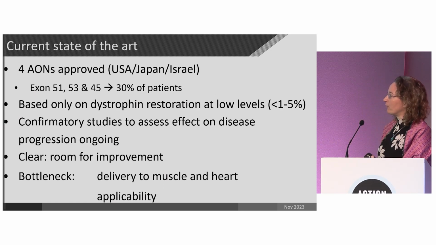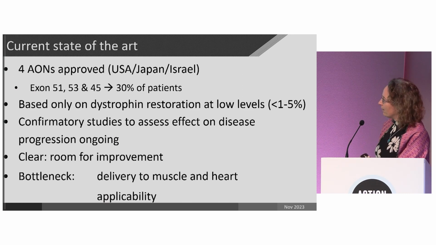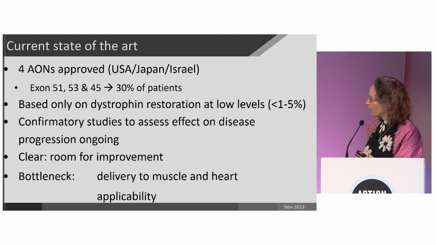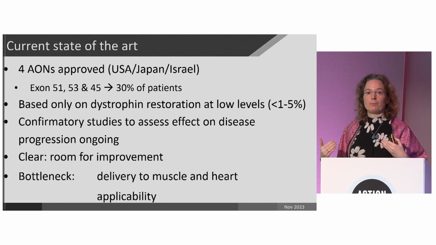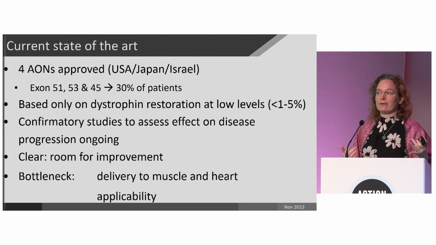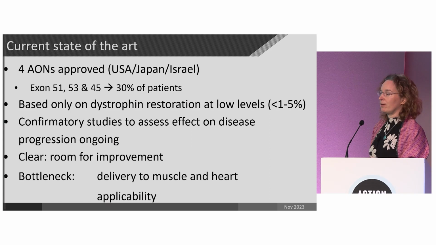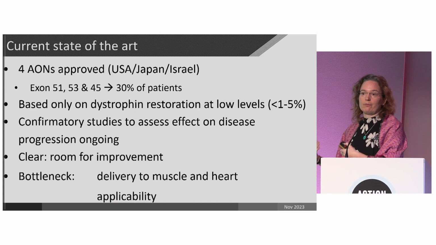So where are we at with exon skipping? There are 4 approved drugs in the US, 1 in Japan, and so on. Everything that's approved in either the US or in Europe is also approved in Israel. So there are 4 AONs, but they target 3 exons because there are 2 approved for exon 53. This applies to about 30% of patients. So this is, again, a mutation-specific approach. Depending on what deletion you have and where you have your deletion, you're either eligible or not, and you need a specific exon to be skipped. Exon skipping approval is based only on dystrophin restoration at low levels, so less than 1% to 5%. What we don't know yet is whether this is enough to slow down disease progression.